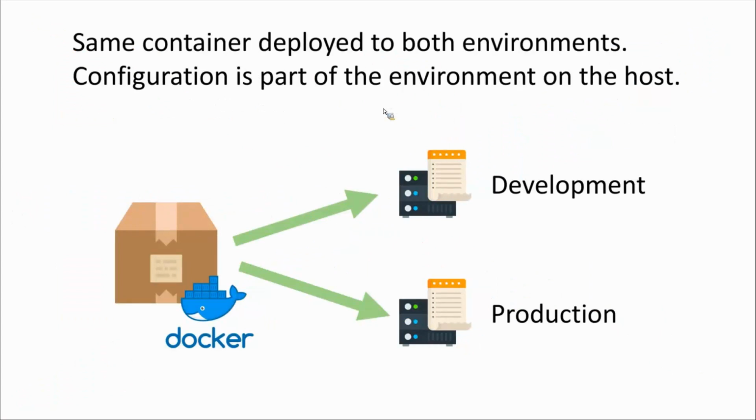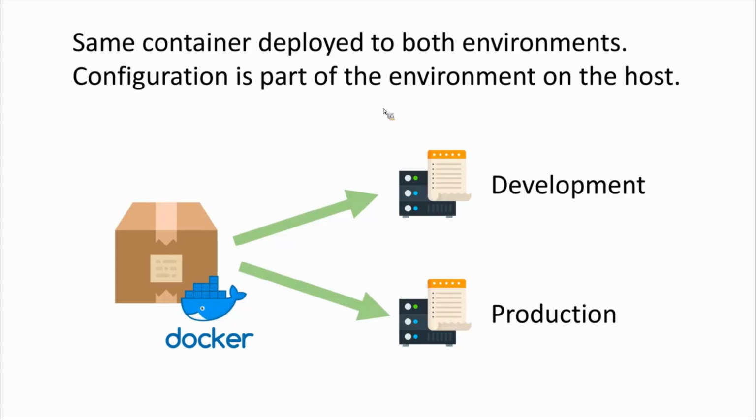So if we're looking at kind of the right way to do it, what we should do is have the exact same container that I can deploy to both environments. So my configuration is then part of the environment on the host. So same container goes to both development and production, but the configuration itself is part of the host. And I think that's actually the opposite to what I just told you to do for dependencies, right? So dependencies should be included as part of the container themselves, as part of the application themselves. But the configuration is not quite the same.